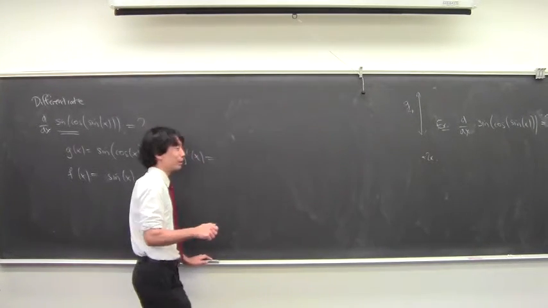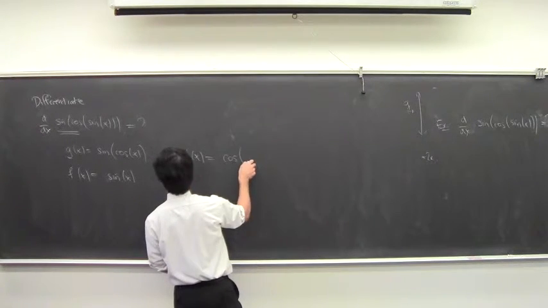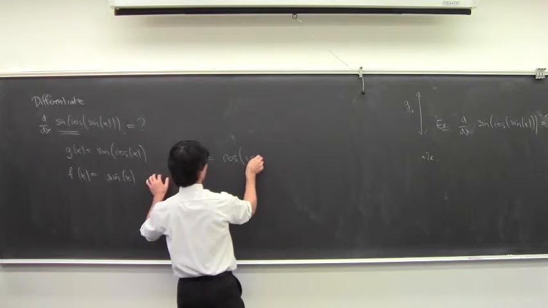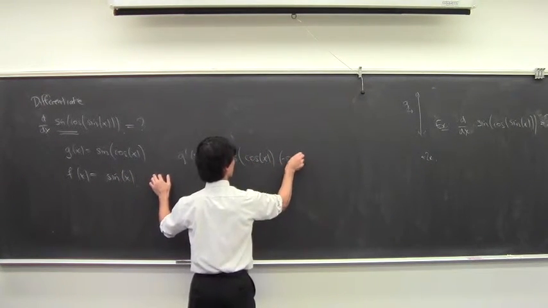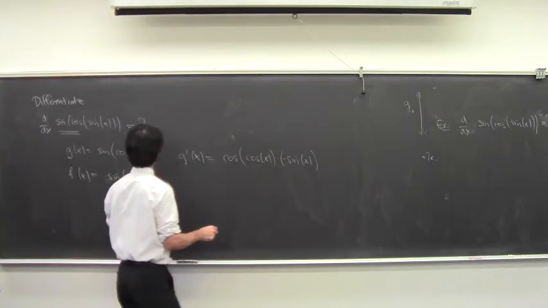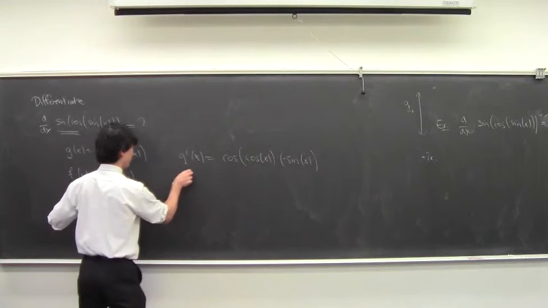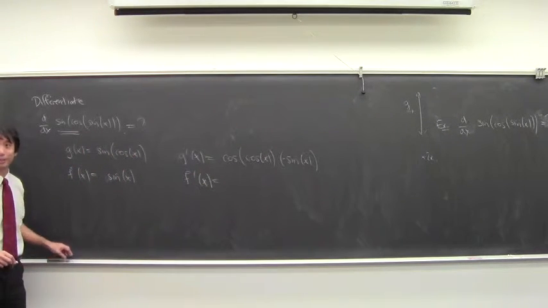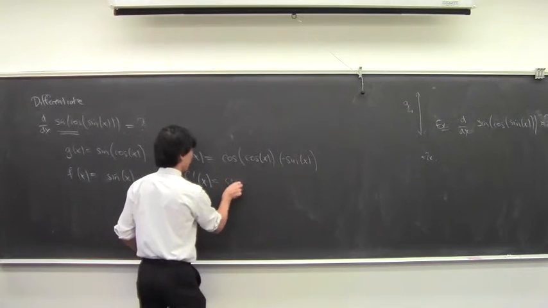Raina. It would be cosine of cosine, and then times negative sine of x. Okay. Right, and then what's the derivative of f? Colton, how about you? What's the derivative of sine? Just cosine. Okay, great.